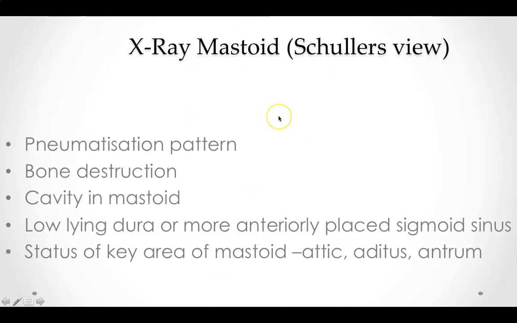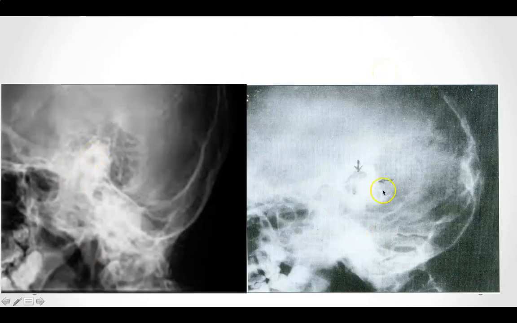Now, on X-ray, we do Schuller's view. This is important. So this is the Schuller's view. What exactly do we want to see in Schuller's view? We want to see the dural plate, the sigmoid sinus here, and the pneumatization of the mastoid.